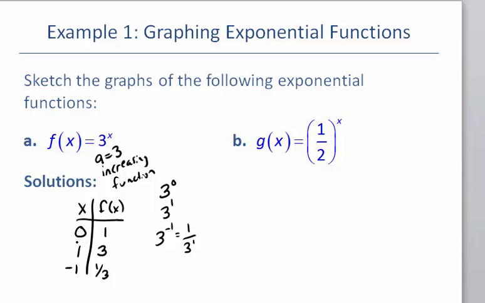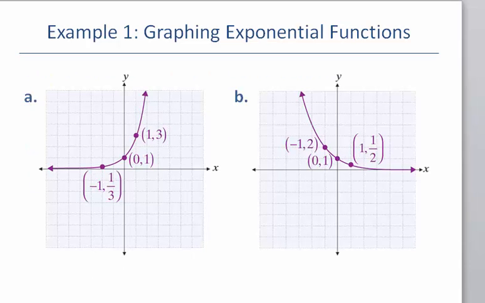So let's take a quick glance at this graph. We're going to plot these 3 points. We're working on part A right now. We've got the point (0, 1), the point (1, 3), and the point (negative 1, 1/3). We connect our dots in an increasing fashion, and we have our exponential function. You will find that all exponential functions have this general shape, whether increasing or decreasing, as we see in part B. The shape of the graph is the same.